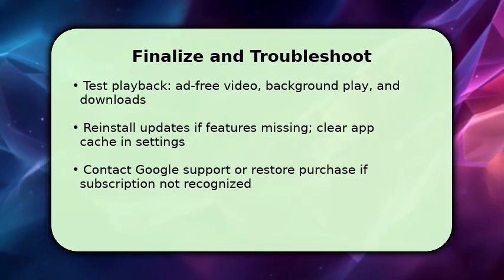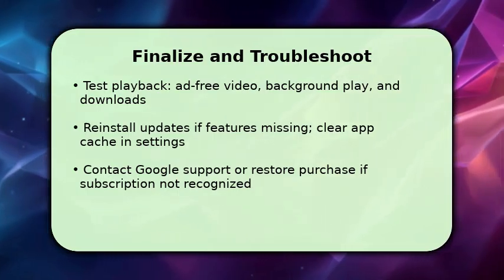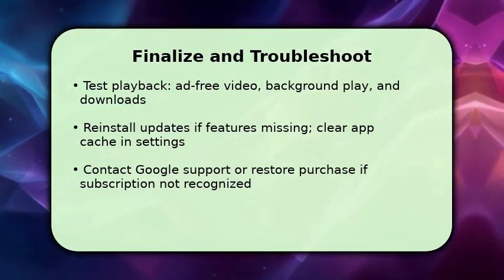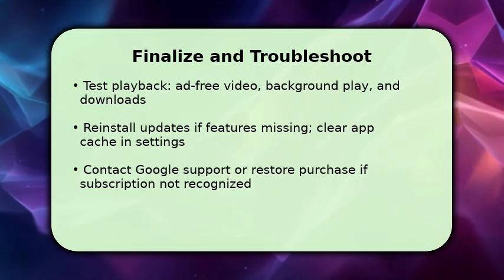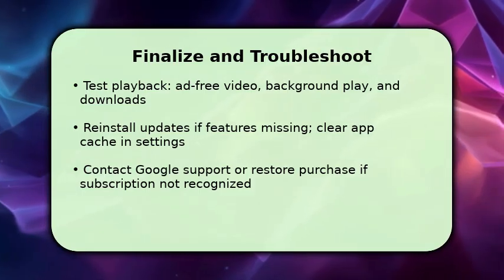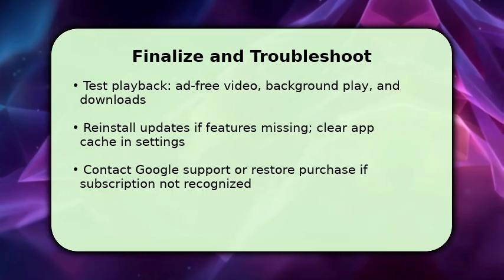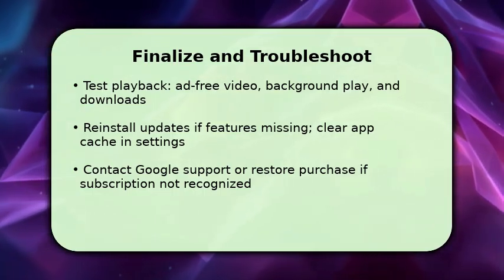Play a video to confirm no ads, enable background play, and download one video to check offline. If a feature is missing, clear the YouTube app cache and data, then reopen and sign in again. Reinstall updates if necessary. Make sure Play Store shows the subscription linked to your account.